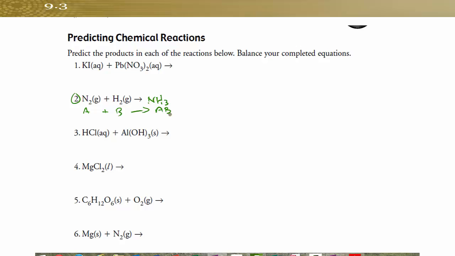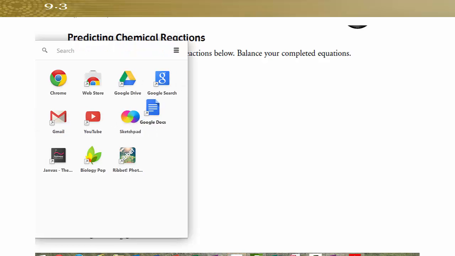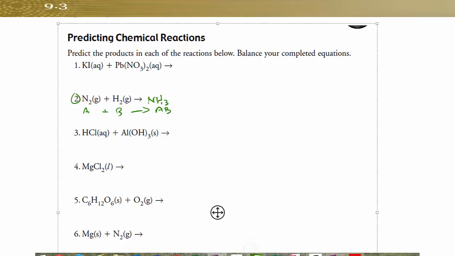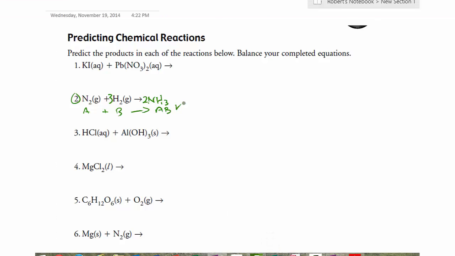I would then have to balance it. 2 hydrogens on the reactant side, 3 on this side. What if I put a 2 in front of NH3, and I put a 3 in front of the hydrogen? See, that takes care of the hydrogen. 2 times 3 is 6, and a 3 here gives me 6 hydrogens. 2 nitrogens, 2 nitrogens. We're good as far as balance goes. The only thing we would have to do now is say this is in fact a synthesis reaction.